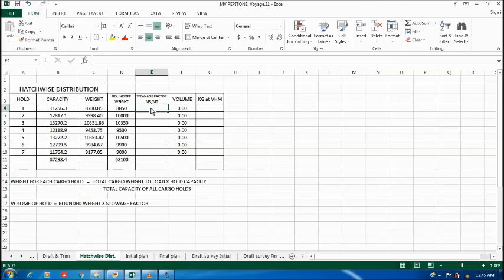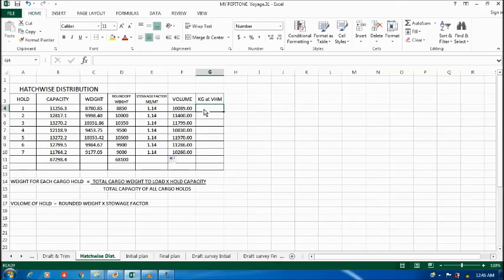And now we're going to put this stowage factor of 1.14, which is equivalent to 41 cubic feet per long ton, and this is assigned 1.14 cubic meters per metric ton. So we just copy here, and now we have the total volume. By applying this formula, the volume of each cargo hold equals the rounded weight multiplied by the stowage factor, which gives us the volume of each cargo hold.